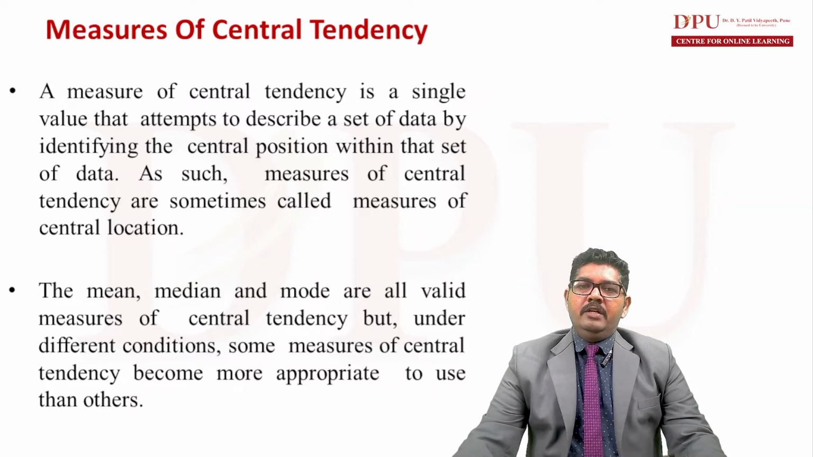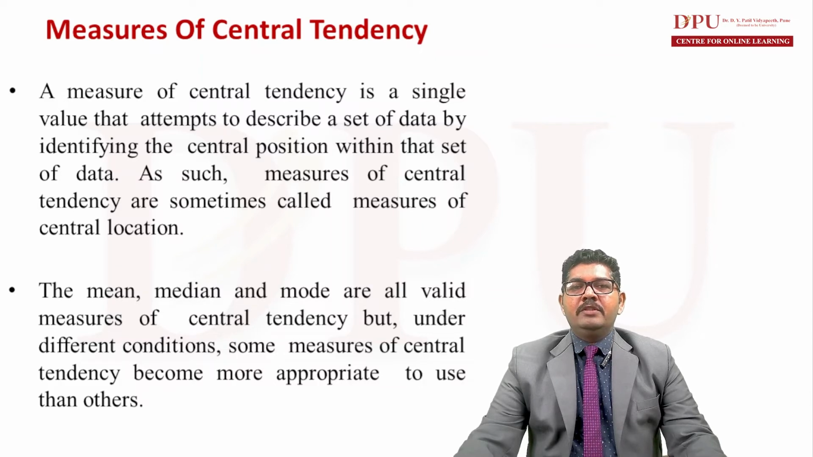Measures of central tendency, continued. A measure of central tendency is a single value that attempts to describe a set of data by identifying the central position within that set of data. So as already discussed, central tendency is a single value that can represent the entire data set, so it can be centrally located. As such, measures of central tendency are sometimes called measures of central location.